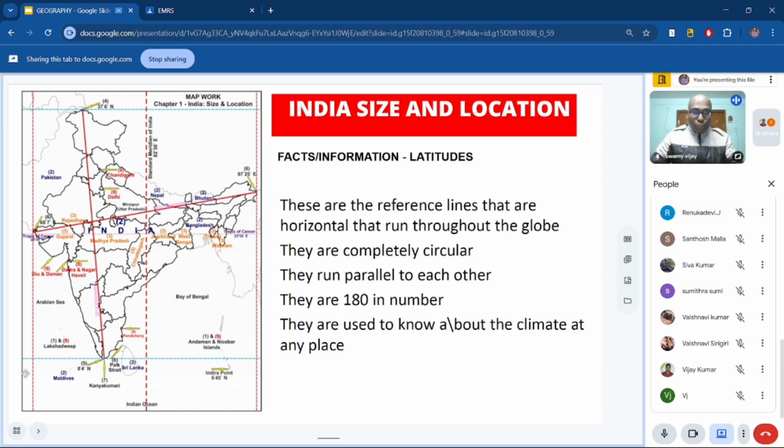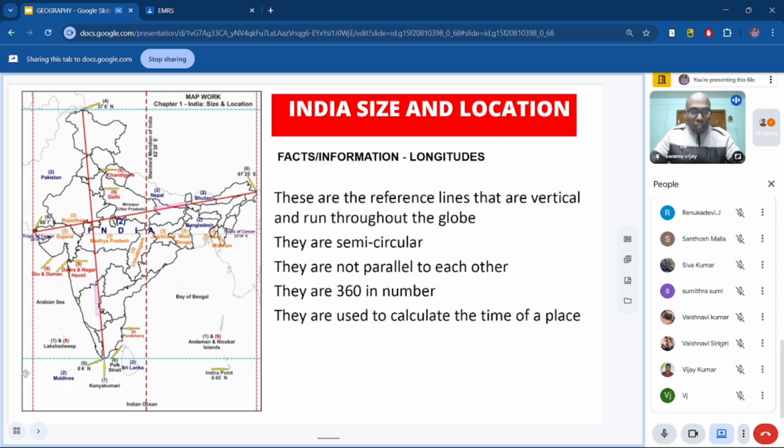And why are these used? They are used to know about the climate at any place. So to identify the climate of a particular location or place, latitudes are used, and to identify the time of a particular place, longitudes are used. So what are longitudes?